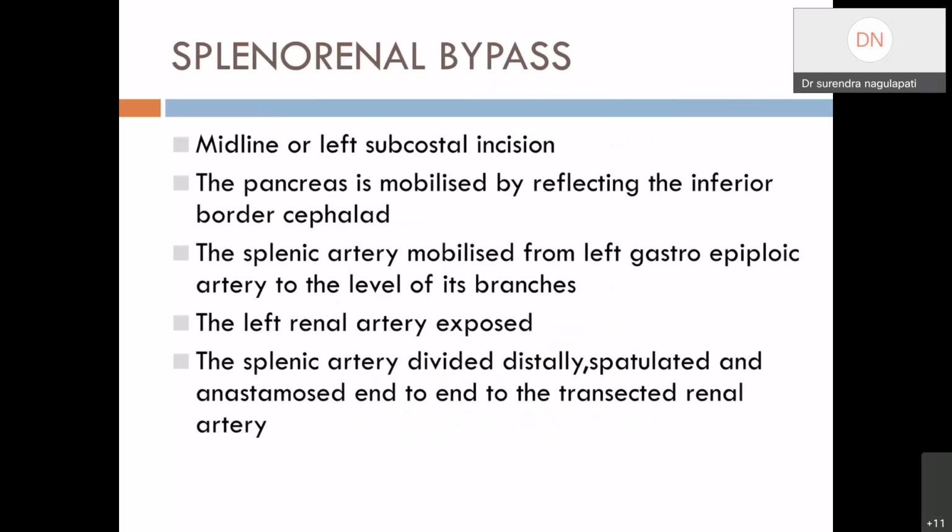Splenorenal bypass. Here we use a midline or left subcostal incision. The pancreas is mobilized by reflecting the inferior border upwards, and the splenic artery is mobilized from the left gastroepiploic artery to the level of its branches, and the left renal artery is exposed. The splenic artery is divided distally, spatulated and anastomosed end to end to the transected renal artery.